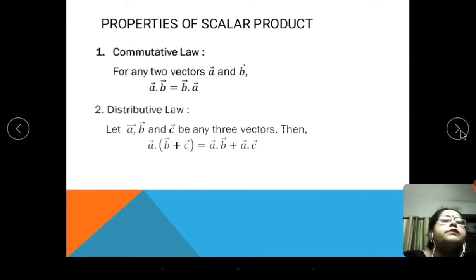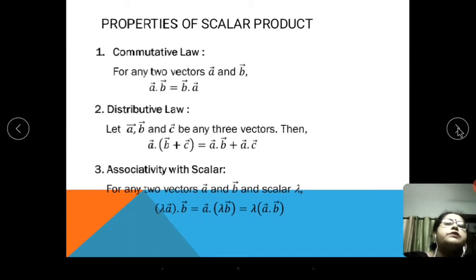Now the second property is the distributive law. If we have three vectors a, b, c, then a dot (b plus c) equals a dot b plus a dot c. So this is the distributive property of multiplication over addition, basically. If we add b plus c first and then calculate the dot product, that is the same as if we calculate the individual dot products a dot b and a dot c and then add them. They are the same. This also can be verified very easily.